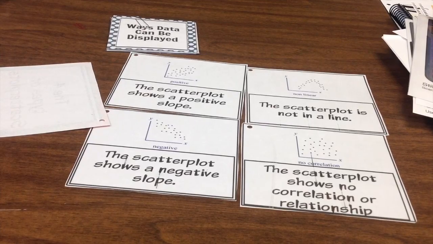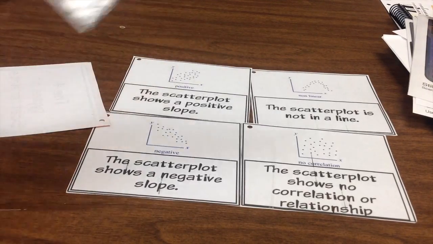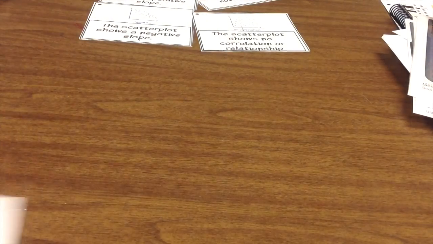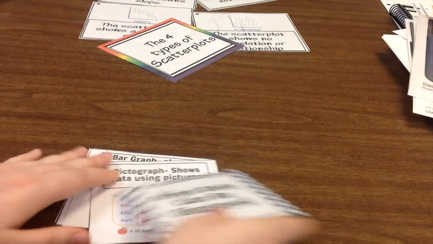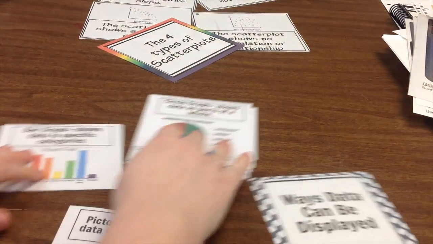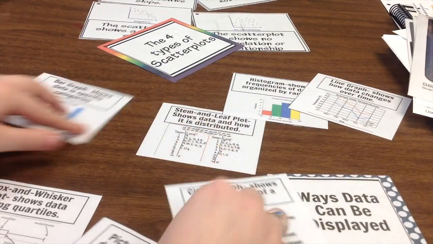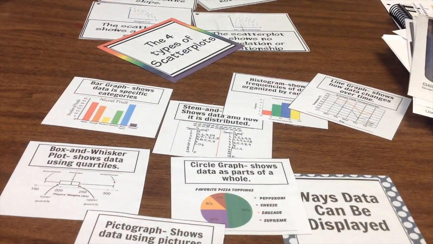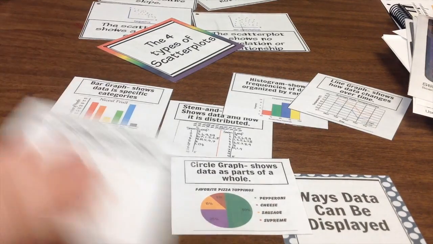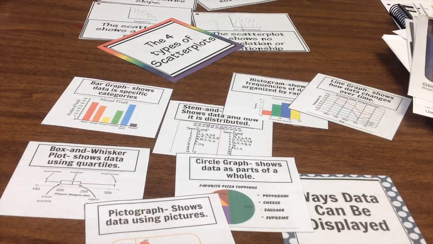There's a bunch of different ways you can do notes. Here's a couple other examples too. I did the types of scatter plots. I did ways data can be displayed. I remember the notes on this one, it was like a big whole paragraph on the ways data could be displayed. This is just a little bit more interactive. You don't have to make this for every student, but even if you were just working in pairs or groups, you could have this and it's just a little bit more interactive where they can move it around.